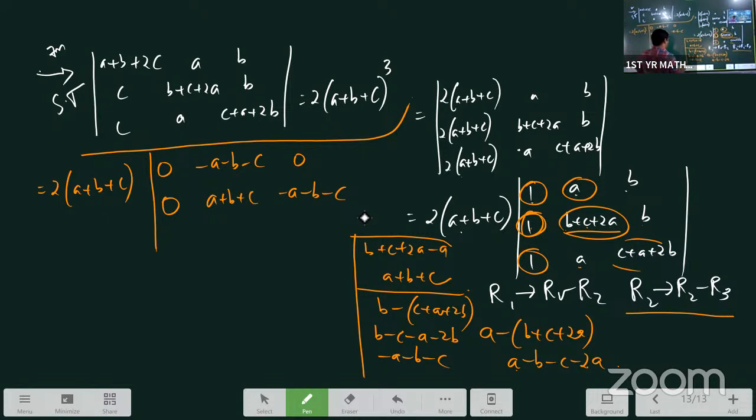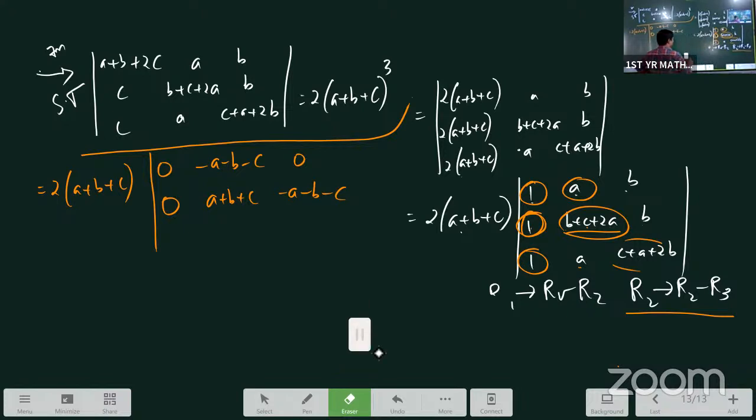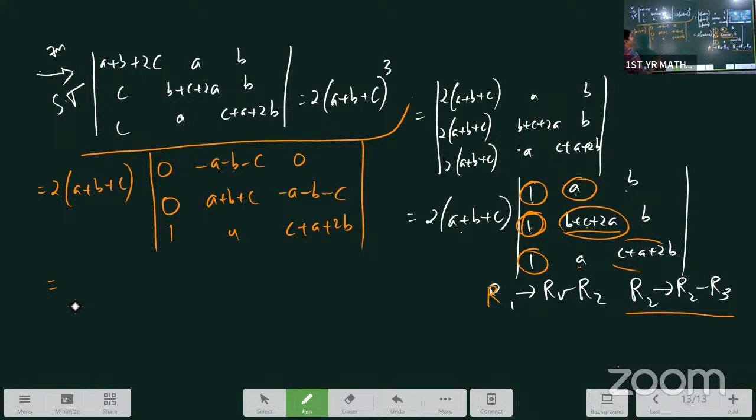So according to the operation, what we have to change is R1 and R2. Correct? So I changed R1 tends to R1 minus R2, R2 tends to R2 minus R3. And the third row, as it is, you write right now: a, b, and c plus a plus 2b. Is it clear? Now, according to the determinants, once again, if anything is common in one row or one column, I can take it outside, I said.